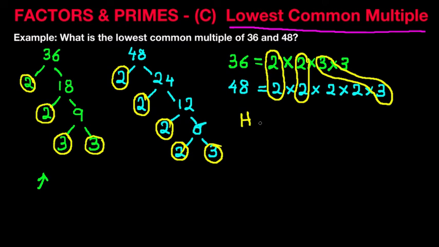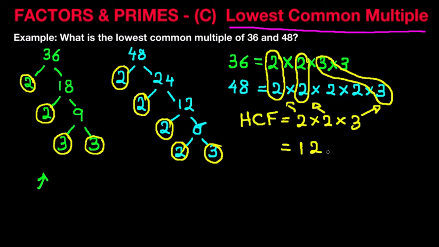So in order to work out the lowest common multiple, we have to work out the highest common factor. That's why quite often you'll get a question which is asking for the highest common factor and then asking for the lowest common multiple of the same numbers. So the highest common factor is 2, we got over here, times the 2, which is the second one here, times 3, which is the last one here. So the highest common factor is 2 times 2 is 4, times 3 is 12. So the highest common factor of the numbers 36 and 48 is 12.